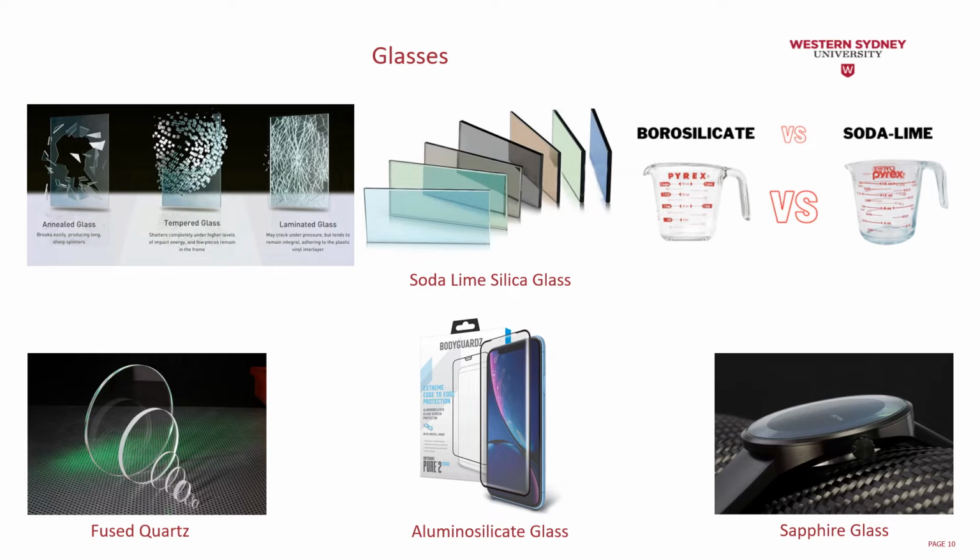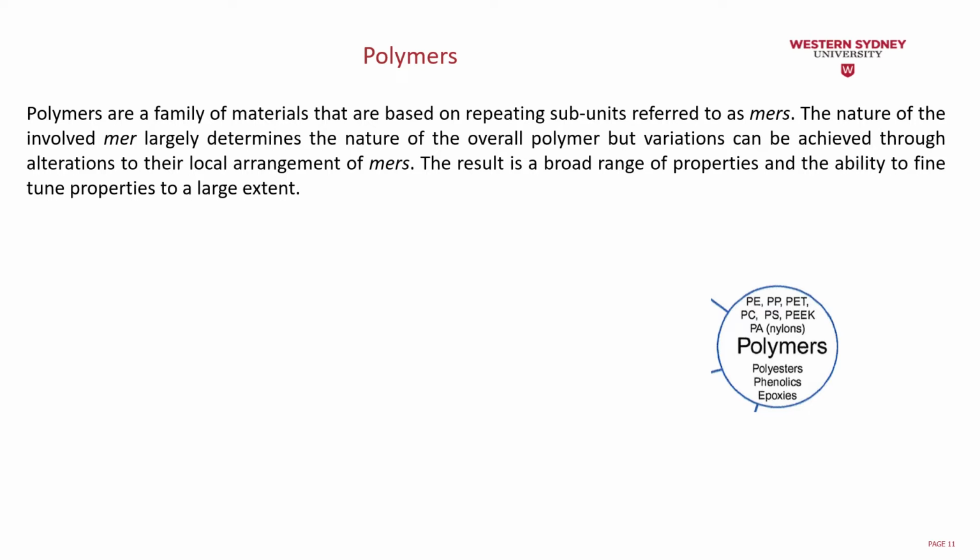We have the soda lime silica glass, we have the aluminosilicate glass like the one we have in phones, we have the fused quartz, and so on. Now we come to the polymers. Everybody has polymers around them, starting from your phone, your laptop, or many of the appliances we have at home, which have something we know in general as plastic.